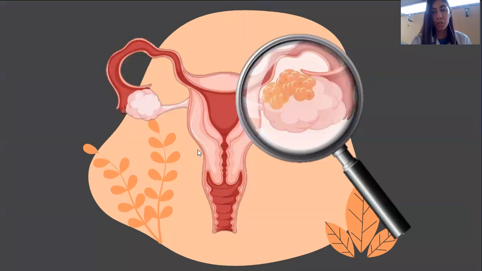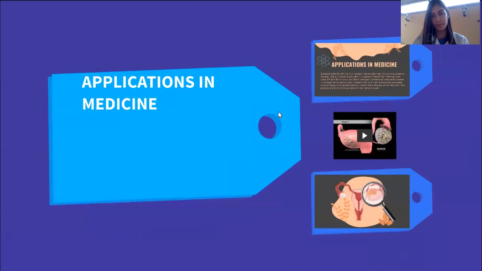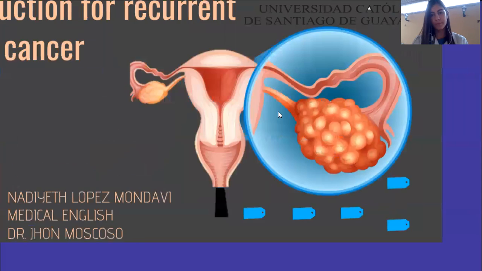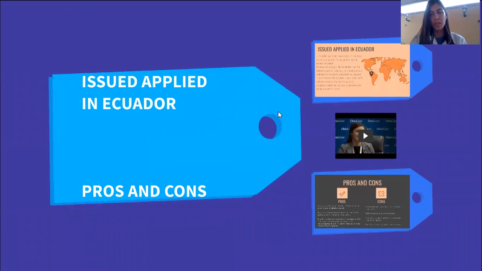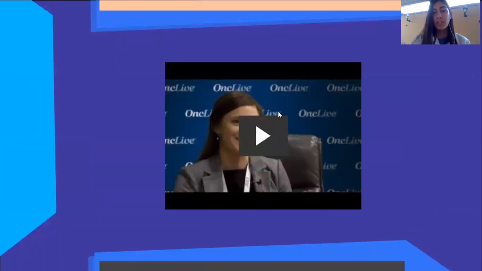This is a picture where we can see the uterus and the ovaries, and on the surface of the ovaries we have a cancer. We are going to learn here the issues applied in Ecuador and the pros and cons of cytoreduction. But first, a video.